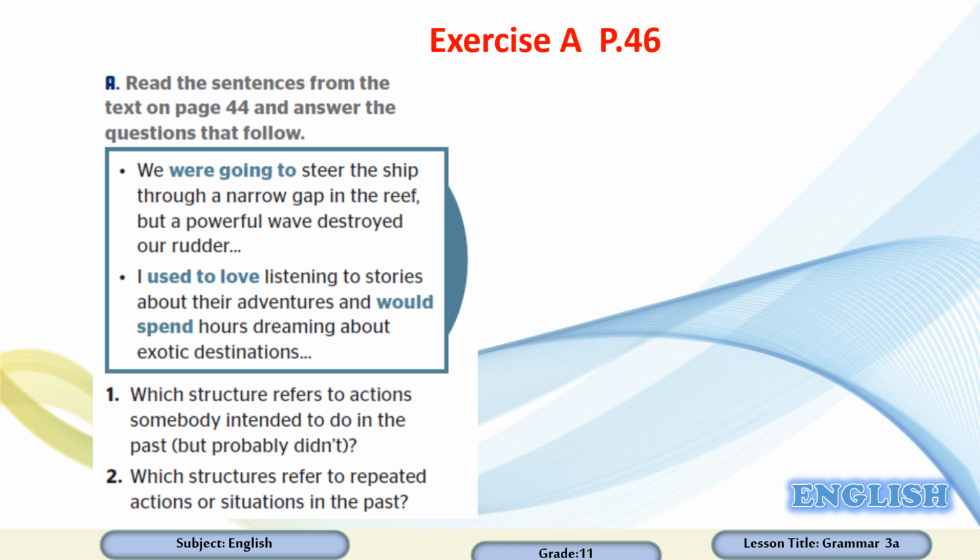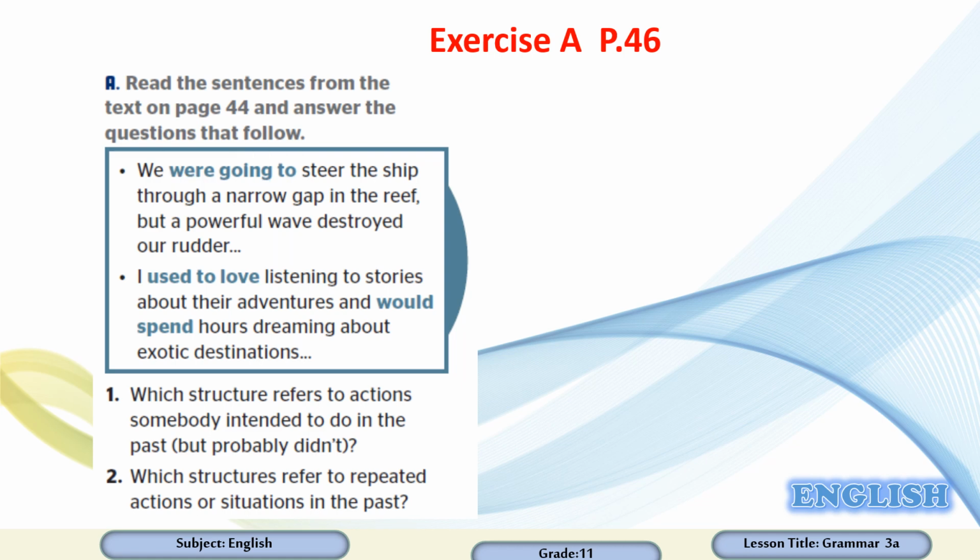Pause the video and have some time to look at the sentences and to match them with their uses. We start with the first sentence. We were going to steer the ship through a narrow gap in the reef, but a powerful wave destroyed our rudder. Look at the structure in the box. We were going to. What is it used for? What does it refer to? Yes, very good. It refers to actions somebody intended to do in the past, but probably didn't.